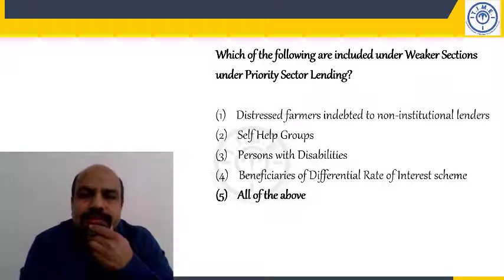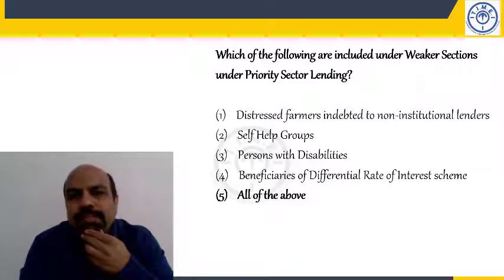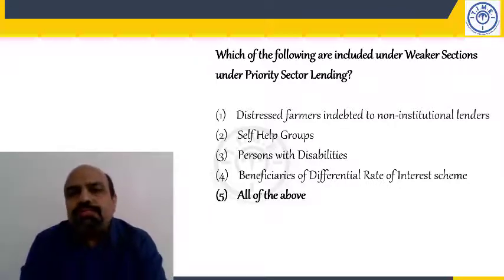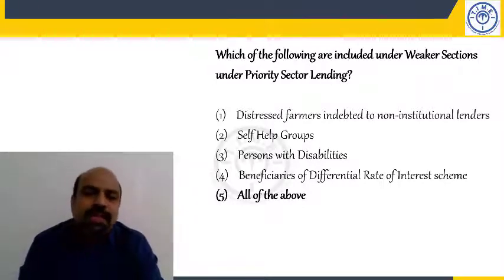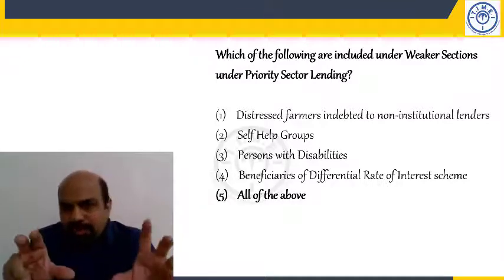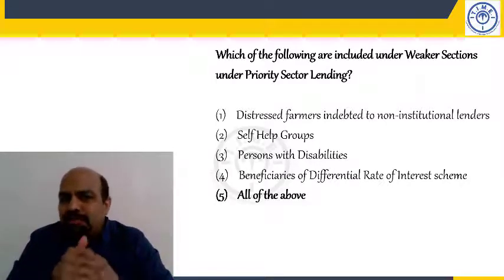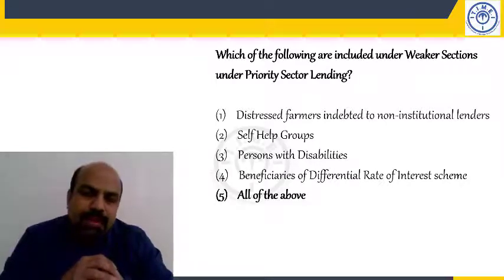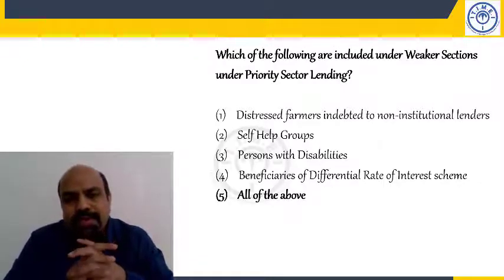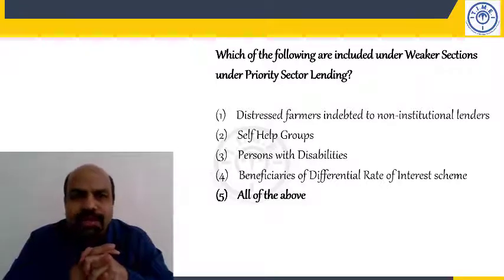From there, next one: micro, small and medium enterprises, dash 7.5%. So I am going to give you the percentages only for these two sectors. The rest I'll just mention. Three: education loans, in brackets, up to 10 lakhs.